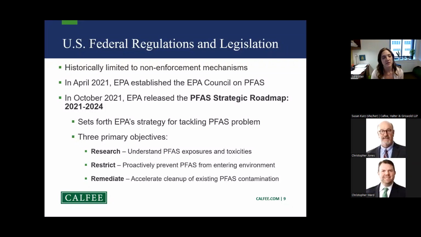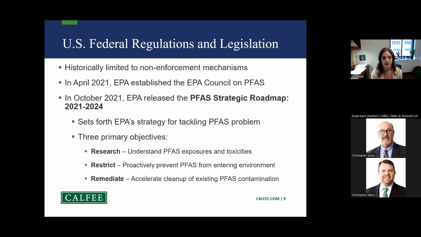In April of 2021, the US EPA established the EPA Council on PFAS, and in October 2021, the EPA Council released the PFAS Strategic Roadmap for the years 2021 to 2024. The roadmap sets forth US EPA's strategy for tackling the PFAS problem.